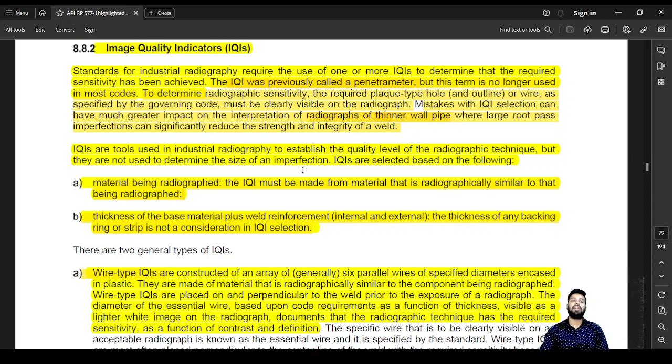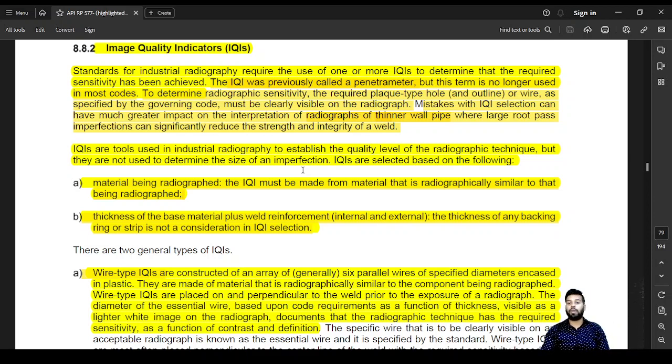Mistakes with IQI selection can have much greater impact on the interpretation of the radiograph of thinner wall pipe, where large root pass imperfections can significantly reduce the strength and integrity of the weld. IQIs are tools used in industrial radiography to establish the quality level of the radiographic technique, but are not used to determine the size of the imperfection. So the IQI is just telling you about the image quality, it will not help you to identify the size of the discontinuity.